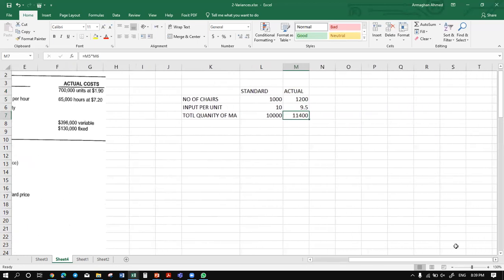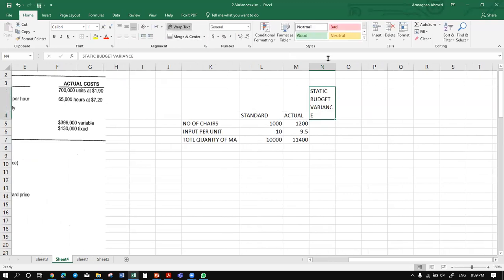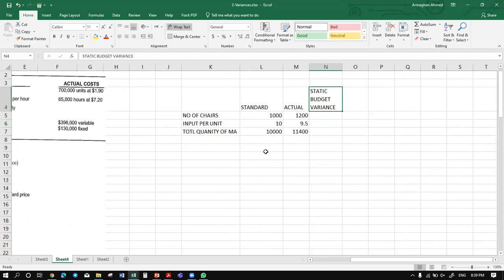So if I calculate the static budget variance, what I'll come to know is how much variance will come? 11,000 minus 10,000, it means, is it positive or negative?